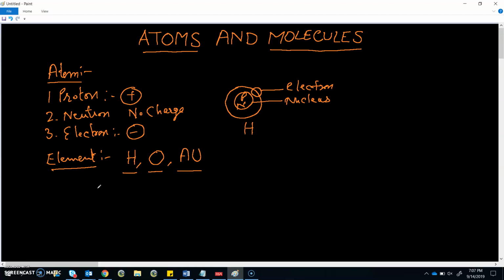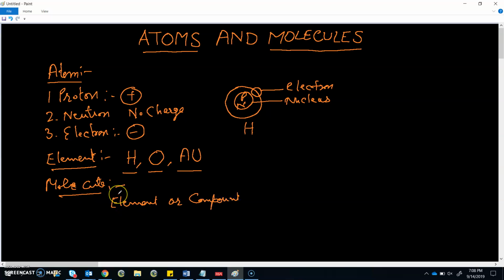Now I am going to tell you about molecule. What is molecule? Atoms, as I have already told you, are the smallest particles. When two or more atoms combine chemically and are tightly held together by attractive forces, a molecule is formed. This molecule can be an element and this can be a compound. Maybe you can write element or compound.